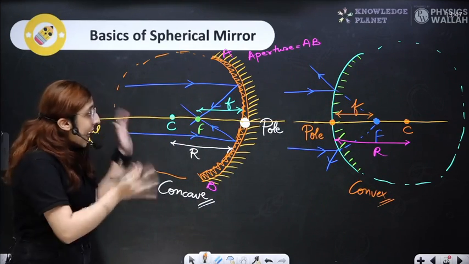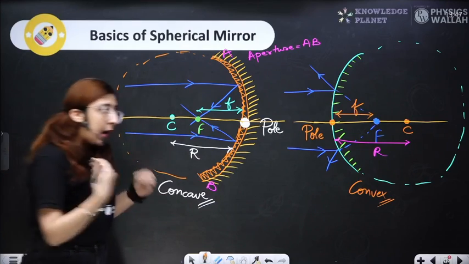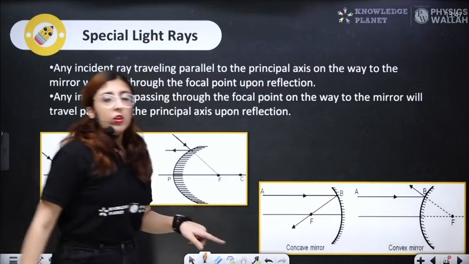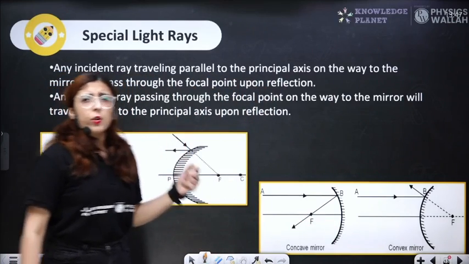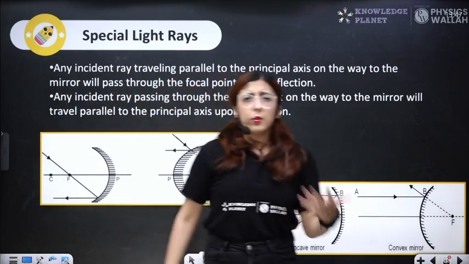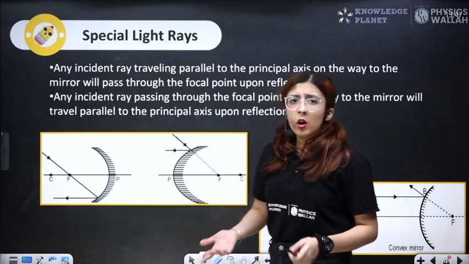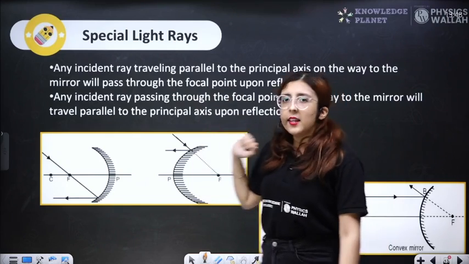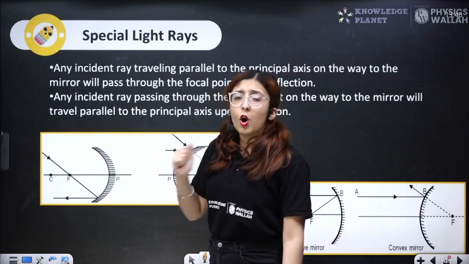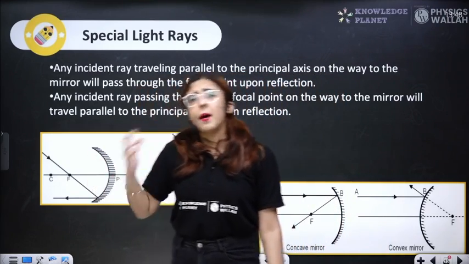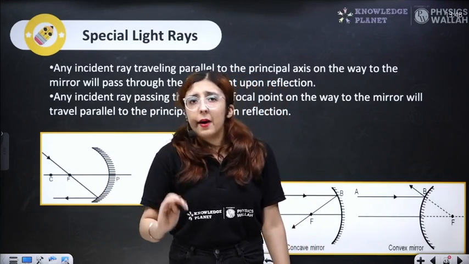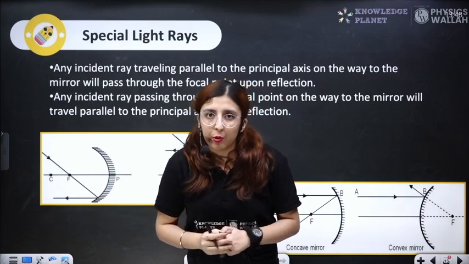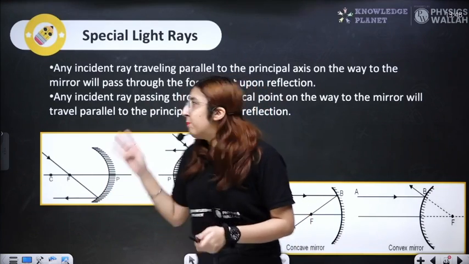Okay, now taking this information forward, we are going to talk about your special rays. Eventually we are using these mirrors in order to form an image. Of course, there will be some special light rays. These are the light rays we use in order to form an image. There are some others also, but these four will help us form an image and talk about its nature also. So let's talk about these special rays.